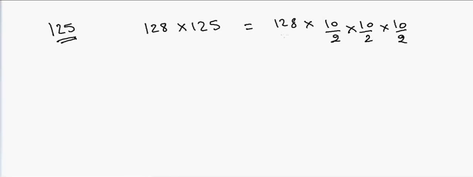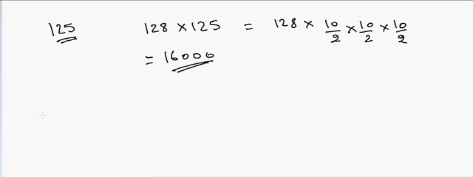So if we divide 128 by 2, that is 64, and half of 64 is 32, and half of 32 is 16, so the answer will be equal to 16000. This trick may not be very convenient a lot of times, because dividing something by 8 is not very easy sometimes, but it could be handy at certain times.